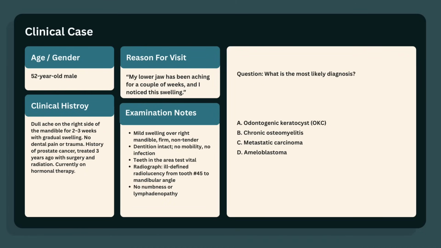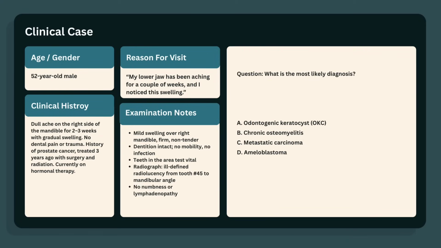Next is chronic osteomyelitis. So osteomyelitis could definitely show up with some swelling and a radiolucent area, but there are usually signs of infection, pain, fever, pus, or maybe even some sequestra. Plus, we'd probably expect a non-vital tooth or a recent dental infection as a trigger, and this guy has none of that. So this one doesn't really make sense either.